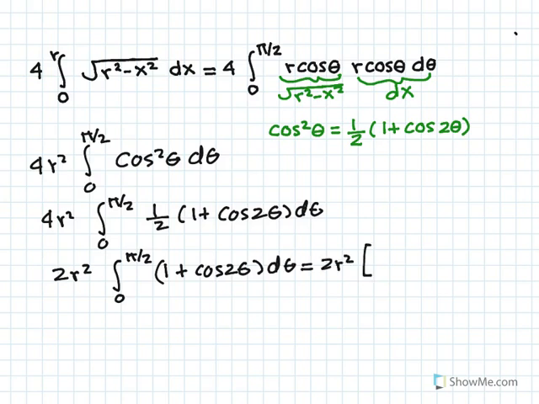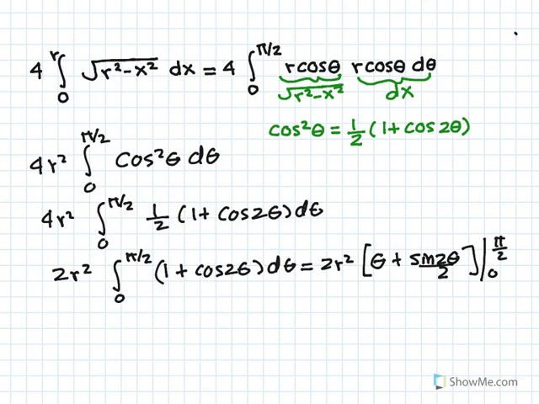Now let's integrate term by term. What is the integral of 1? Well, that's just theta. What's the integral of cosine 2 theta? We will apply u substitution. We'll let u equals 2 theta, du is equal to 2 d theta. Because it's easy, we just do it in our head. The integral of cos 2 theta will be sine 2 theta divided by 2, integrated from 0 to pi over 2.